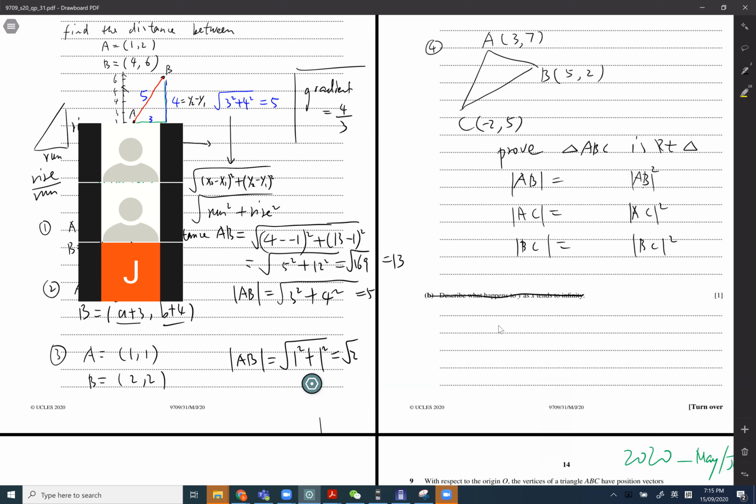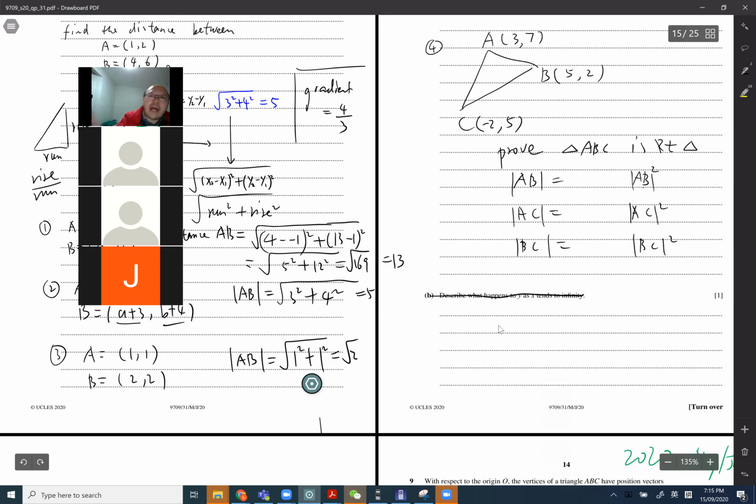We have here our formula. AB: the change in X from A to B is 2. The change in Y is 5. You can say -5, but if we square, it's okay. So this is 29. AC: the change in X, 3 and -2, the change is 5. 5 and 7, the change is 2. Still 29. That's an isosceles triangle.